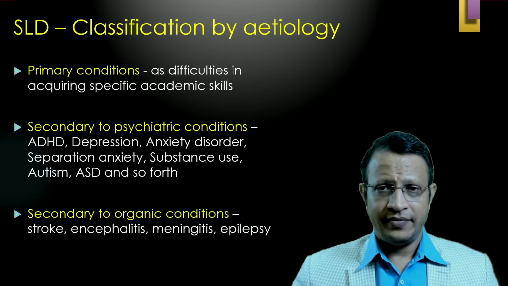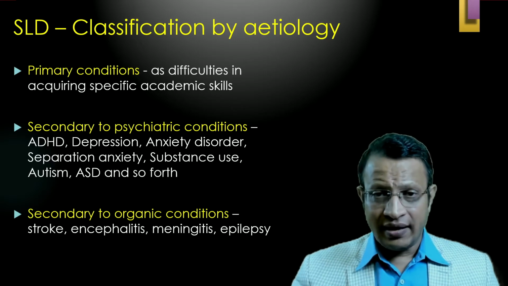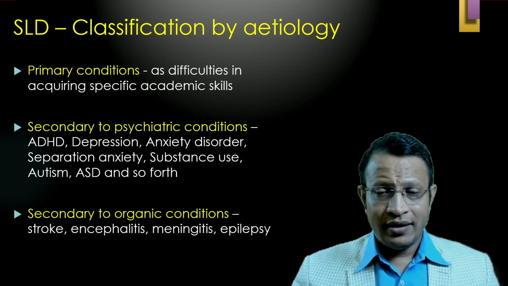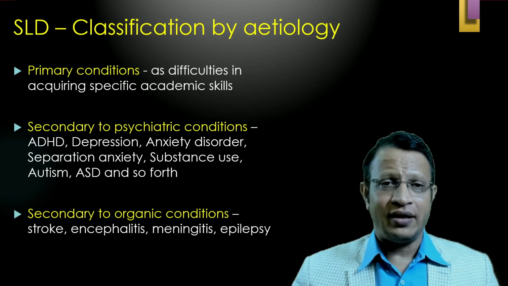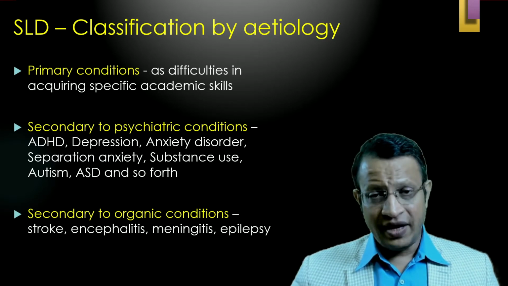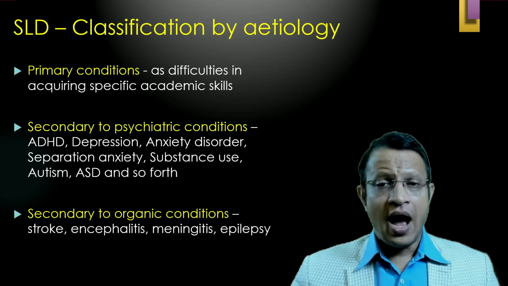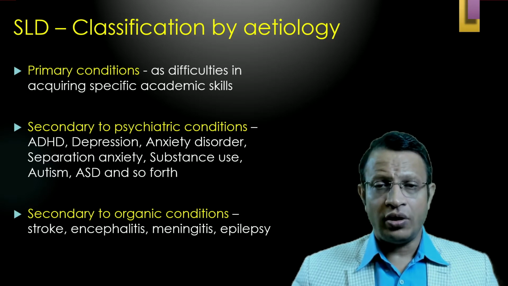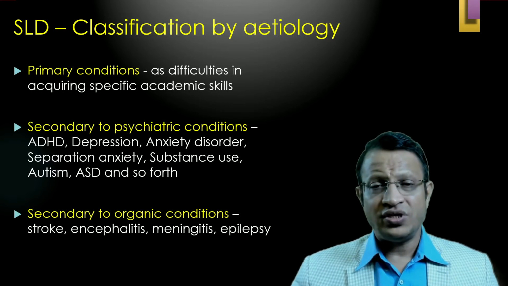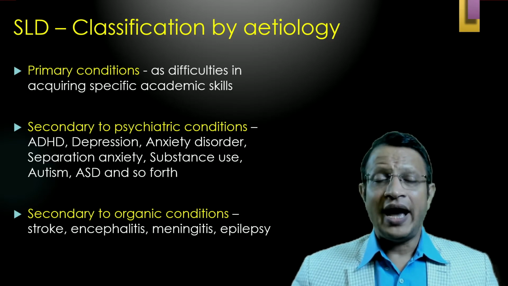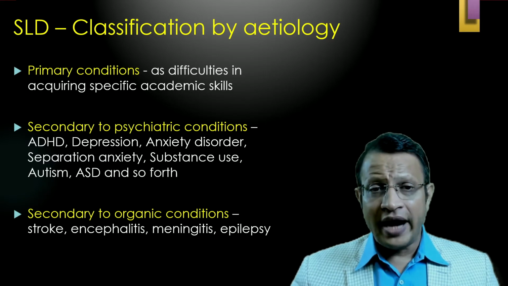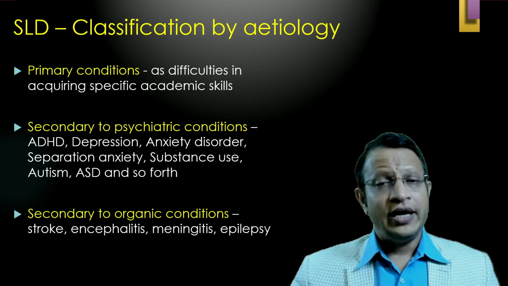Let's look into the etiology-based classification of SLD. One is primary SLD. That means the academic decline is directly because of the neurodevelopmental disorder, not because of secondary psychiatric disorders. For example, if a child has ADHD, attention deficit hyperactivity disorder, and is unable to focus on study and constantly moves here and there, definitely there will be academic decline, but that cannot be attributed to SLD. Depression.